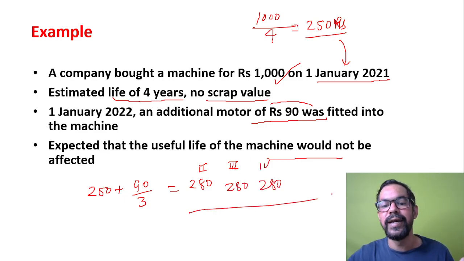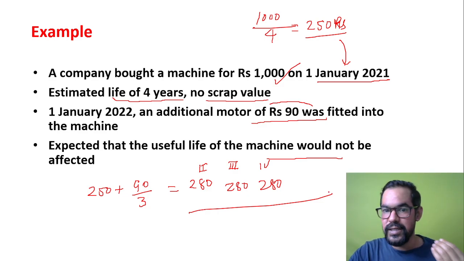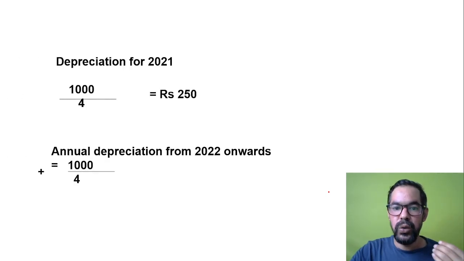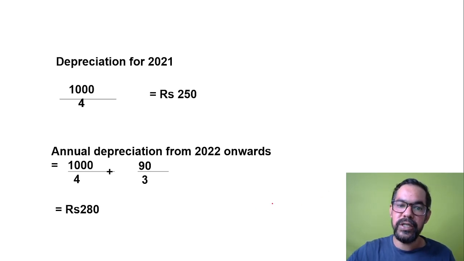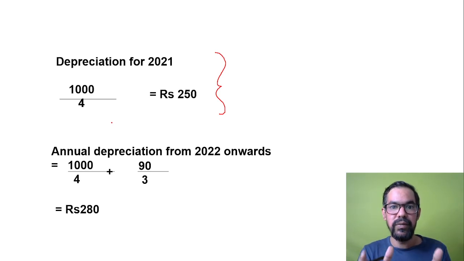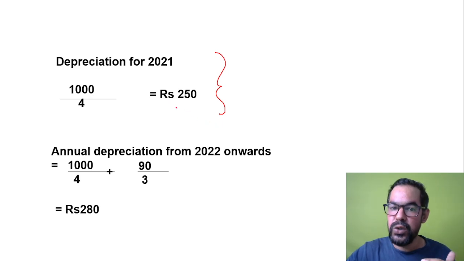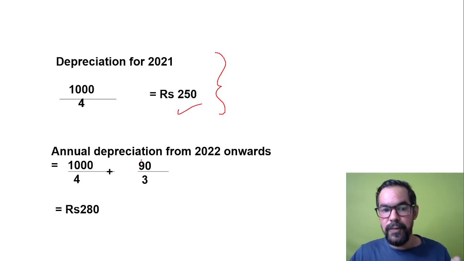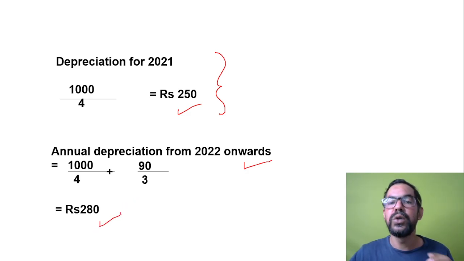So this way you generally solve these kinds of problems. Hope this is clear to all of you. So I'll show you the explanation as well. So here you can see the depreciation for year 2021 is 250 rupees, because we are using the straight line method. Okay, so 1000 divided by 4, which is 250 rupees. Annual depreciation from 2022 onwards is this 250 rupees plus 30 rupees, equal to 280 rupees.